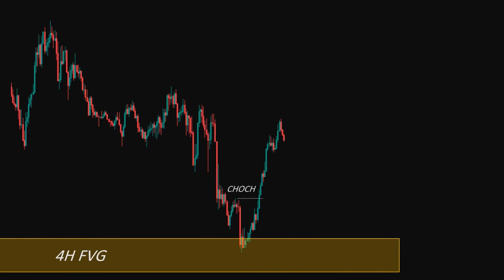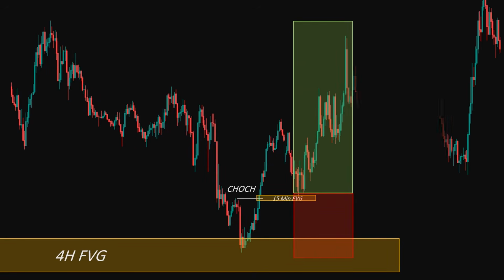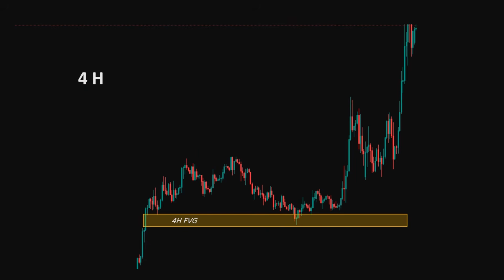We can place a long entry inside the new FVG, set our stop loss below the sweep, and target the next internal high or 4-hour structure level. This way, we're trading in line with the higher time frame bias, using smart money concepts, and positioning ourselves with a great risk-to-reward setup. And that's exactly how you apply top-down analysis to get a clear, structured, high-probability trade.